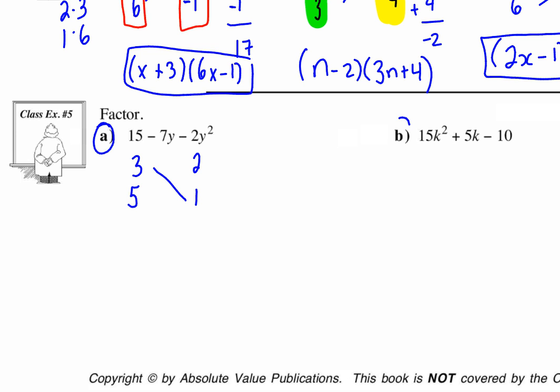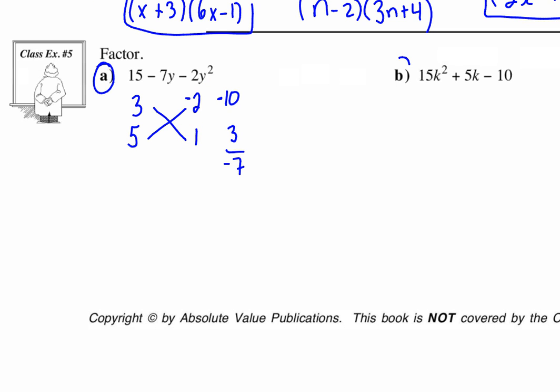Let's see if this will work. 3 times 1 is 3. 2 times 5, 10. If they're opposite signs, is there a way to make this a negative 7? Yeah, so that the 10 is negative, meaning that the 2 would have to be negative. That would make a negative 7. Yay! Okay, so where's your variables going this time? With the 3 and 5 or 2 and 1? Because we want to make a y squared, it's with the 2 and 1. So our product actually looks like what?